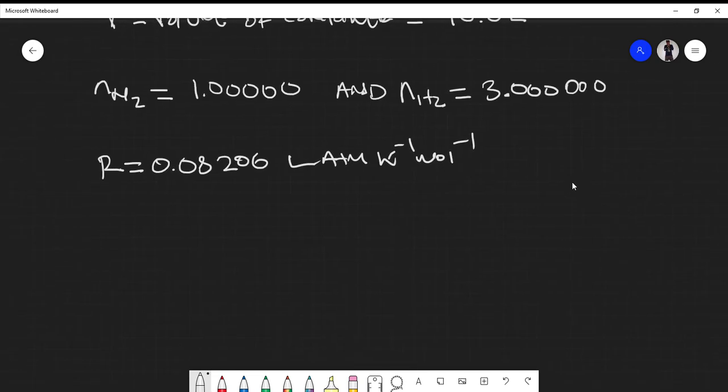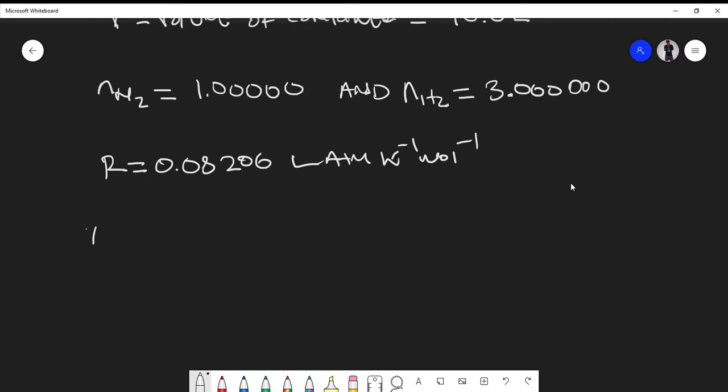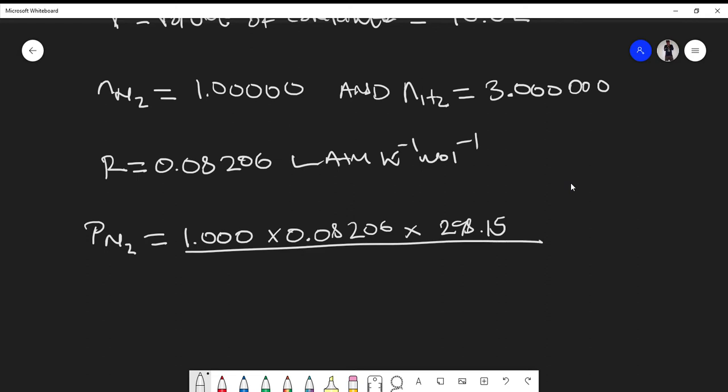So plugging it in for each equation, for PN2, this is equal to approximately 1.000, and that's our number of moles, times 0.08206 times 298.15, and that's our T, and this is all divided by V, which is our 10.0 liters, and that's equivalent to around 2.45 atmospheres.